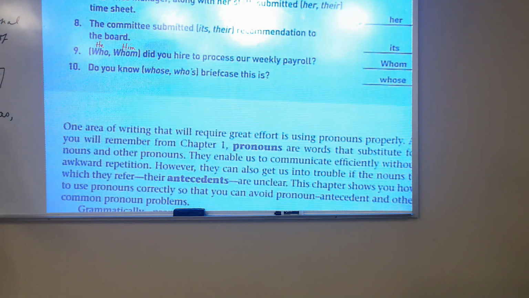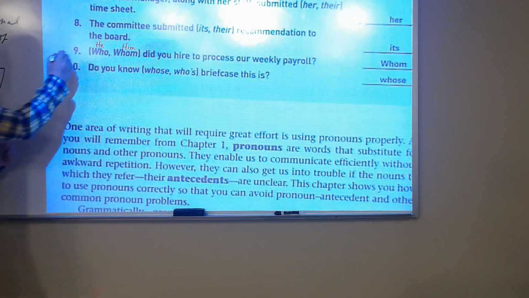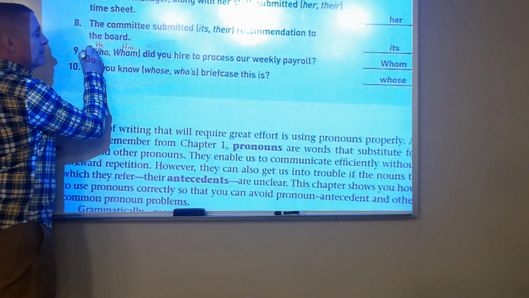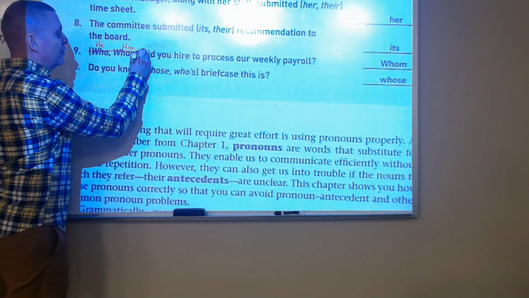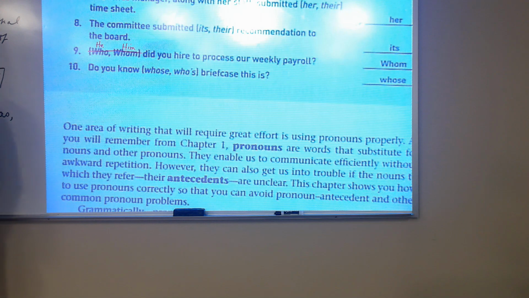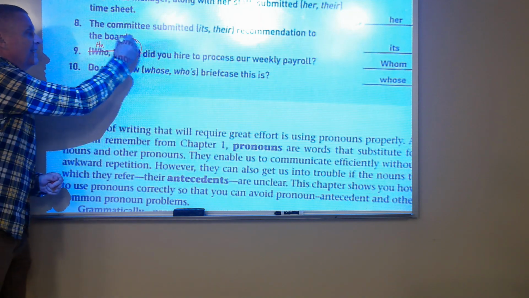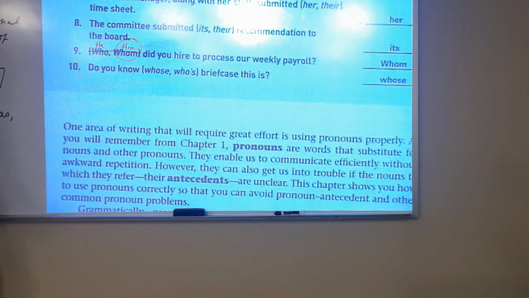What we're going to do, the little trick, is to cross out everything up to and including the who or whom. It starts with who or whom. So we're going to cross out everything up to and including the who or whom. And then you're going to insert the word he or him, whichever fits. Did you hire him? We can't say, did you hire he? Did you hire him? Him is equal to whom. So whom did you hire to process our weekly payroll? We'll look more at that. That's a fun shortcut that works probably more times than not.